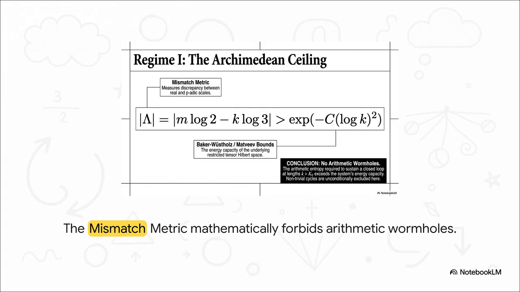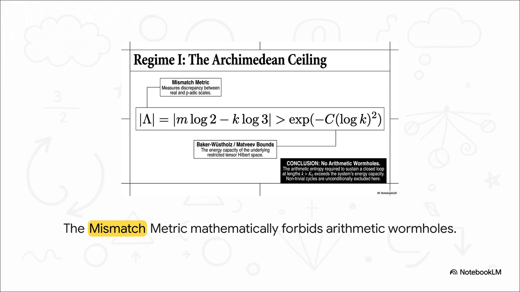Let's focus on that mismatch metric lambda. Lambda is defined as the absolute value of m log 2 minus k log 3. This measures the precise discrepancy between the real and p-adic scales. But the crucial part is the inequality. This metric is strictly greater than the exponential of negative c times the square of log k.